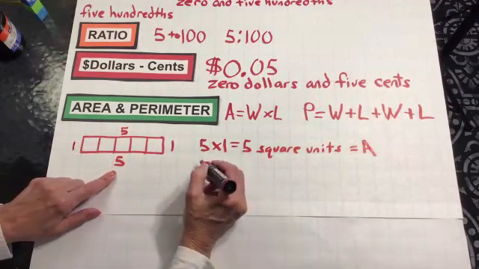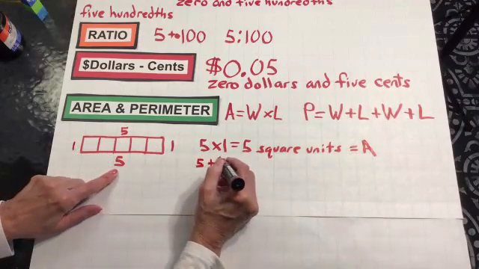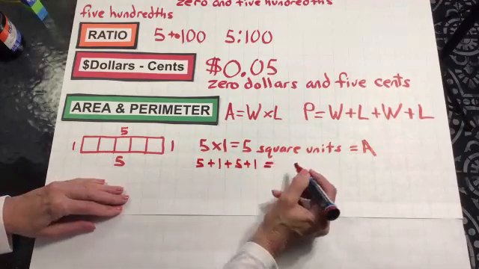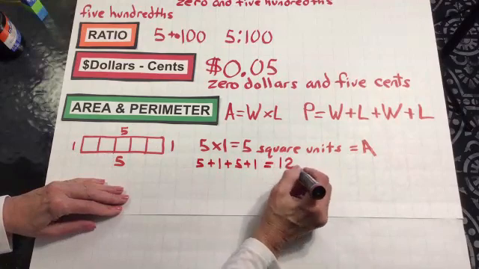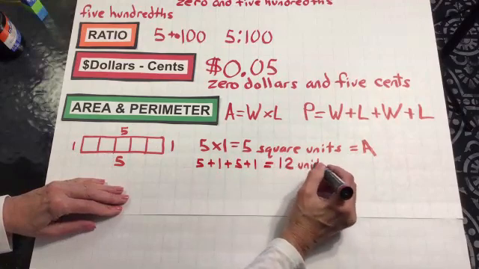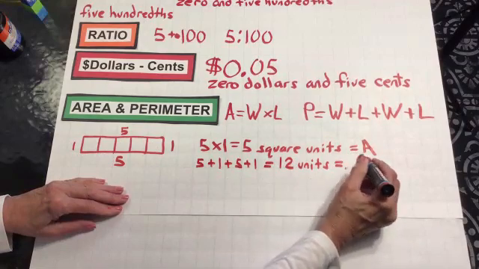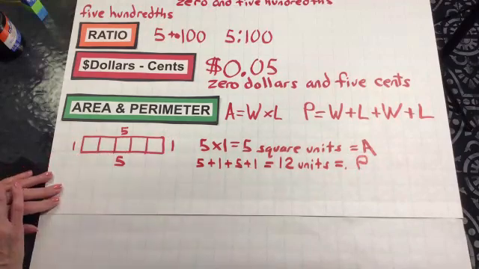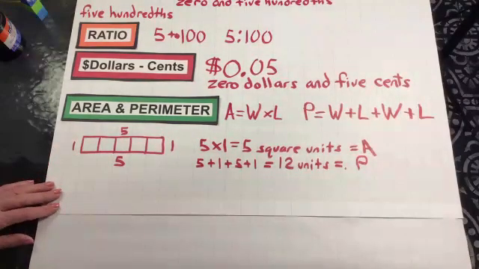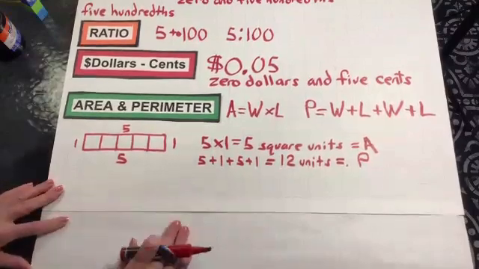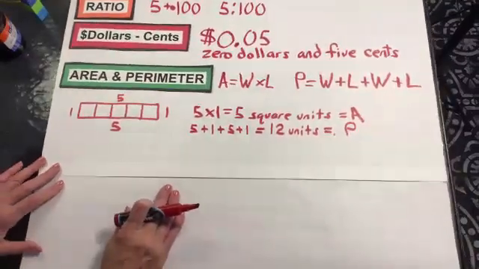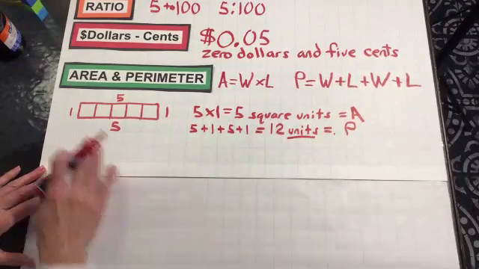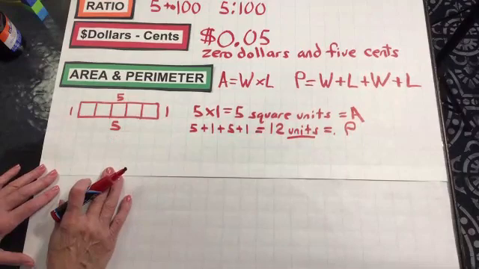And then we know this is 5 across here and 1 here. So our perimeter would be 5 plus 1 plus 5 plus 1 equals 12 units, which is equal to our perimeter. So if we wanted a fence around this area, it would take 12 units of fencing. All right, 12 feet. Depends on the units. It could be feet, yards, inches, whatever you want to decide your units are.